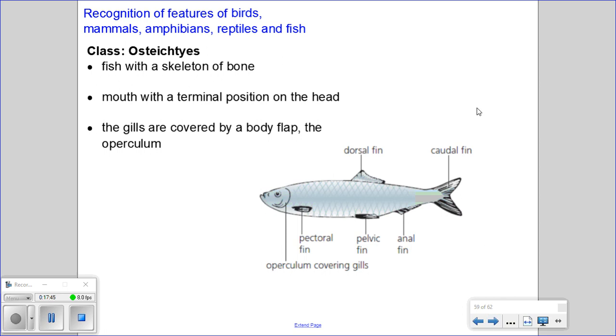In the osteichthyes, these are fish with a skeleton made of bone. They have a mouth with a terminal position on the head, and they have gills covered by a body flap, the operculum.